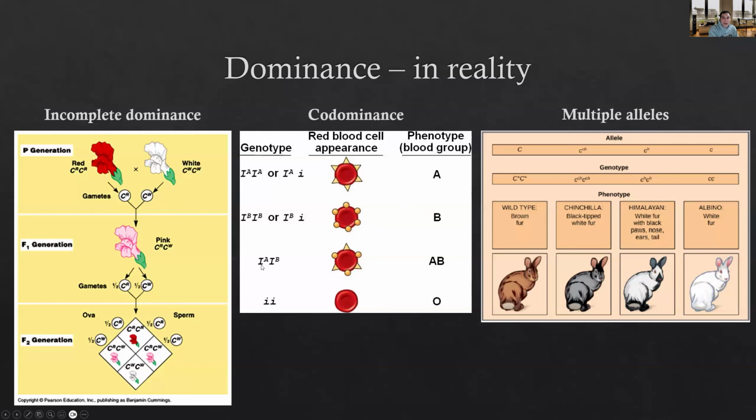But if you get one A allele and one B allele, you don't end up with A or B. You also don't end up with some sort of intermediate like A/B.